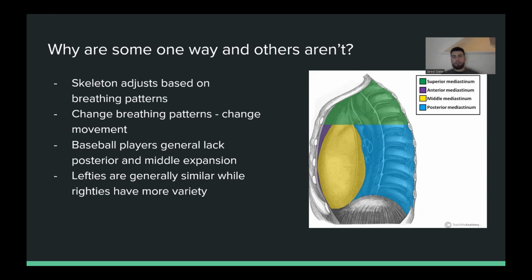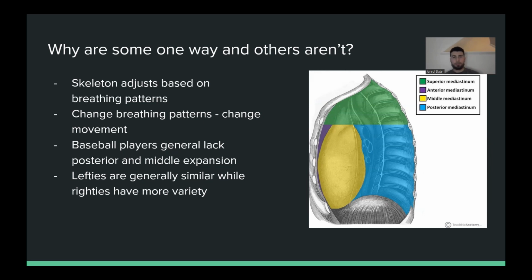The diagram right here, we have 4 cavities which we can breathe into. They're called your mediastinal cavities. You have 4 right here: superior, anterior, middle, and posterior. Now the 2 biggest ones are middle and posterior. My next point says baseball players generally lack posterior and middle expansion. The 2 biggest cavities, in my opinion, are what baseball players lack.